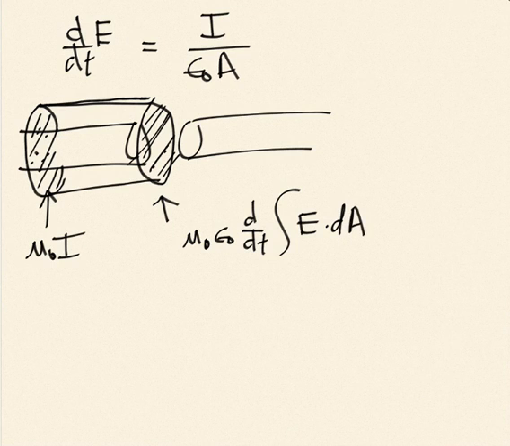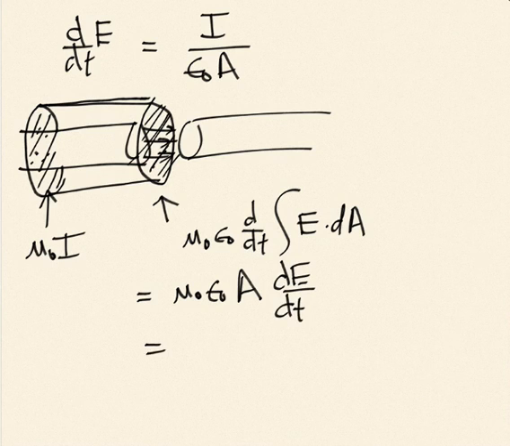Okay, and so in this region, E is constant. I made the argument that I have a parallel plate capacitor kind of set up. E is constant, and so this is the same as mu naught epsilon naught A times dE dt. Okay, and as I just wrote down, this is the same as mu naught I. Okay, so I go back up and look at dE dt, plug it in, and all is well. Now I have the same right-hand side no matter what surface I choose.